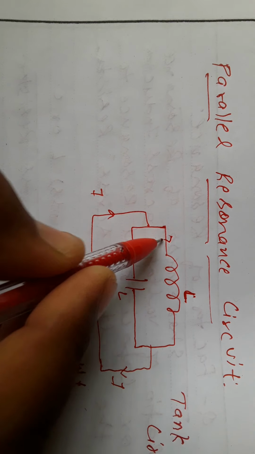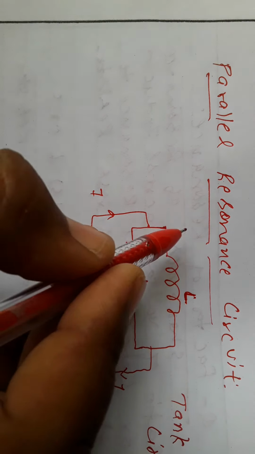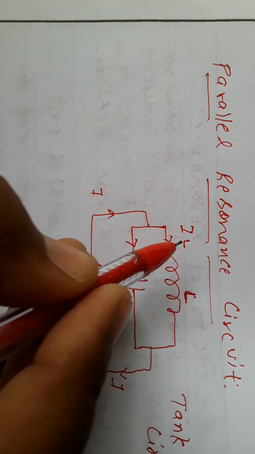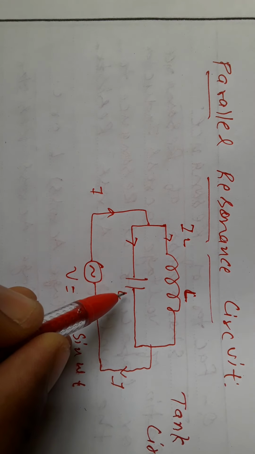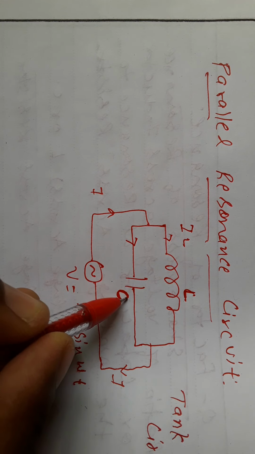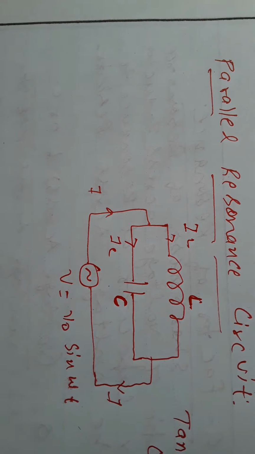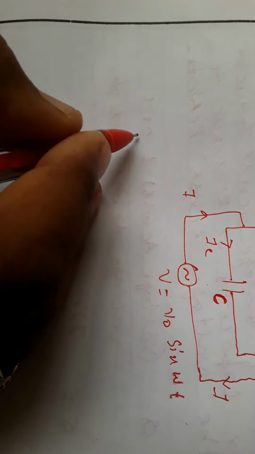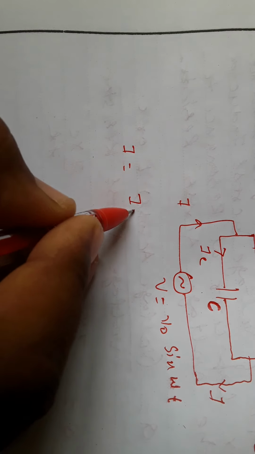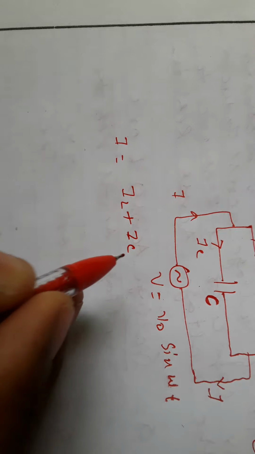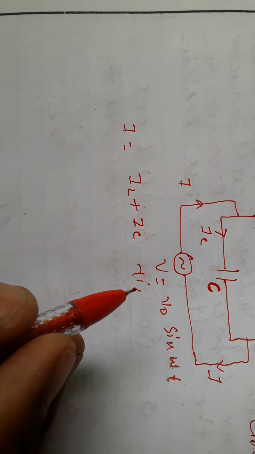In the parallel combination, the current is divided into two parts. In the inductor, current IL is passing. In the capacitor, current IC is passing. So we can say the total current I is equal to IL plus IC. This is equation number first.